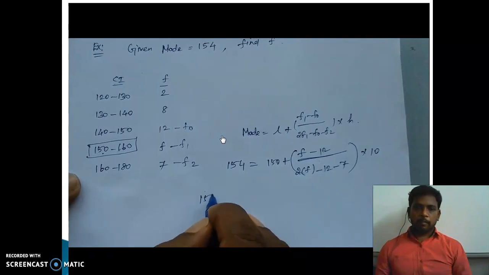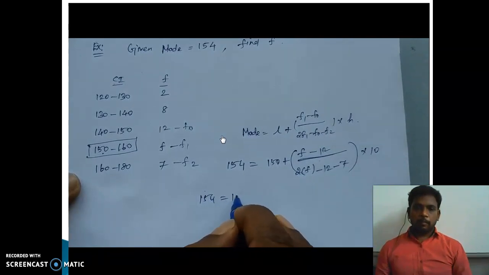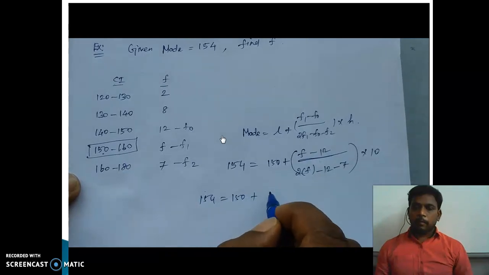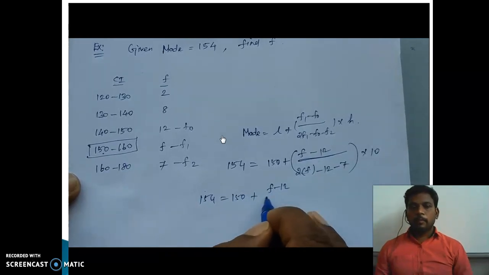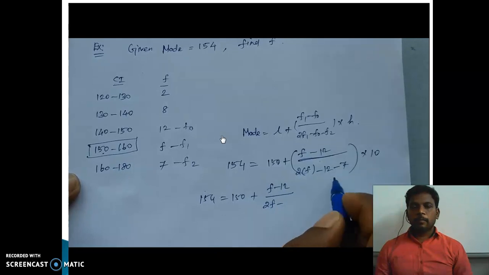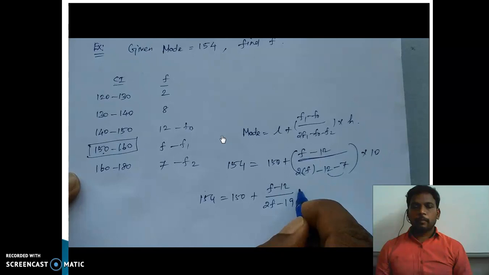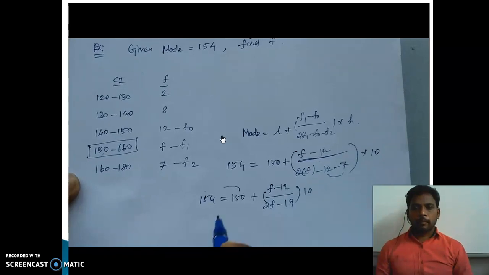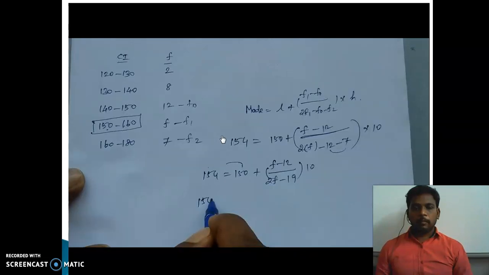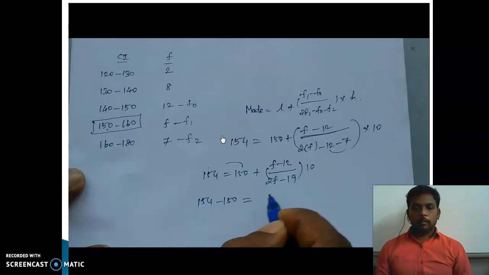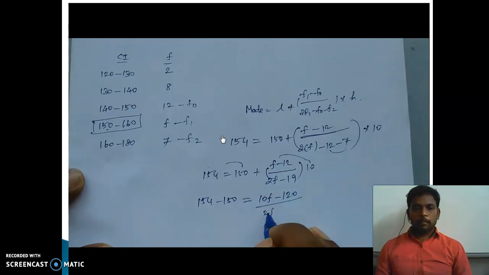So 154 equal to 150 plus, simplify that: (F minus 12) divided by (2F minus 19), into 10. Then bring that 150 to the left hand side, so it becomes 154 minus 150 equal to, and multiply 10 inside, since 10 is common to both the terms of the numerator, so (10F minus 120) divided by (2F minus 19).